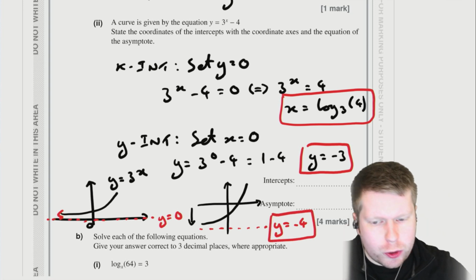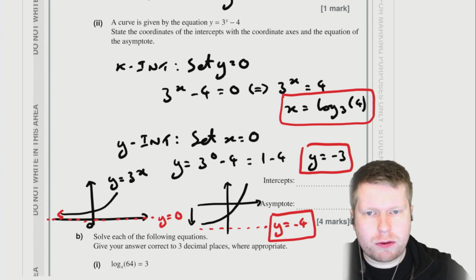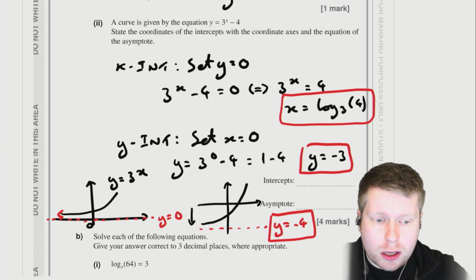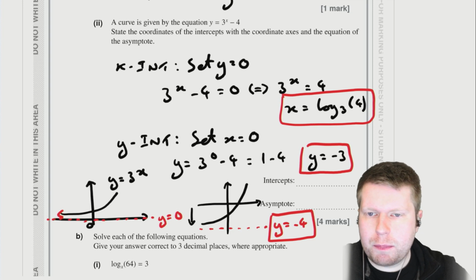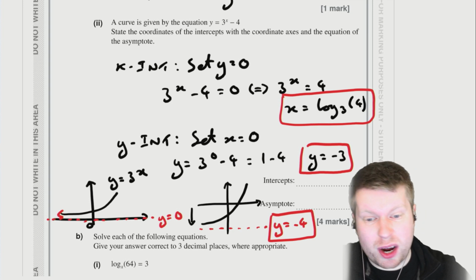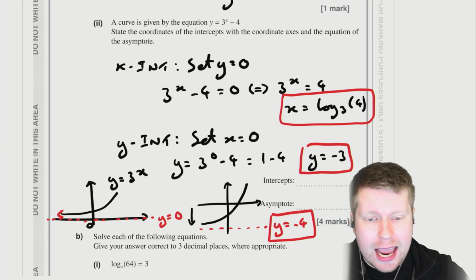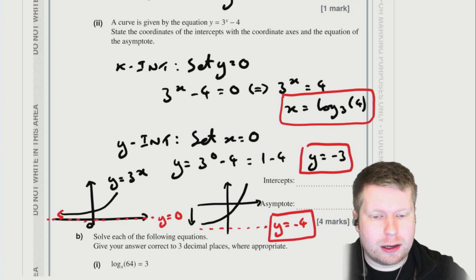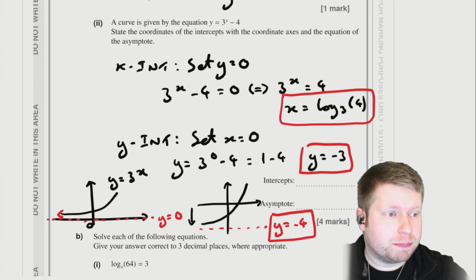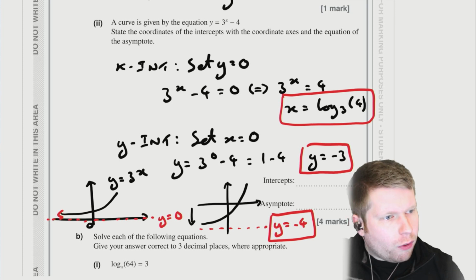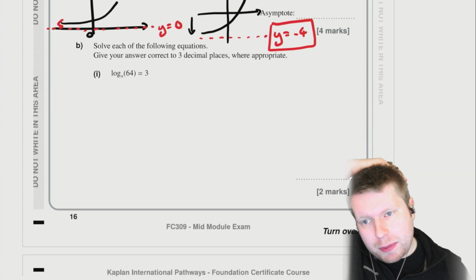So again, not tricky. A simple sketch and an understanding of exponential equations, which we've done a lot of in class, would have helped there. But simply finding x and y intercepts, everybody should have got that because it's just set y to be 0, set x to be 0. Everybody could have done that and at least got 3 marks. Okay. All right, let's have a look at part B then.